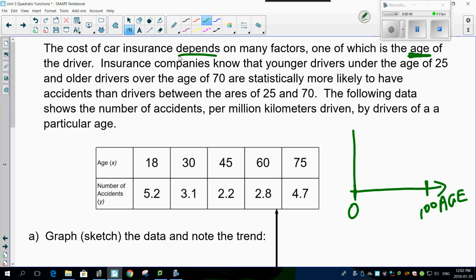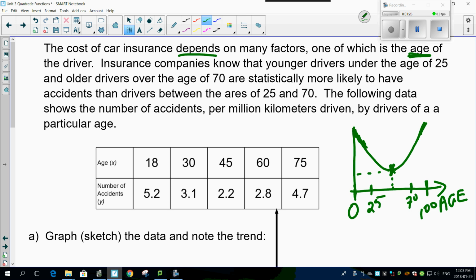Insurance companies also know that younger drivers under the age of 25 and older drivers over the age of 70 are statistically more likely to have more accidents. So here's your age of 25, somewhere around here. Here's our age of 70, somewhere around here. You know their accident rates are going to be quite high, up here and up here. And look what that's forming: a wonderful little parabola. So statistically there's an age where the minimum number of accidents is going to be somewhere right around there. Wonder what that's going to be.